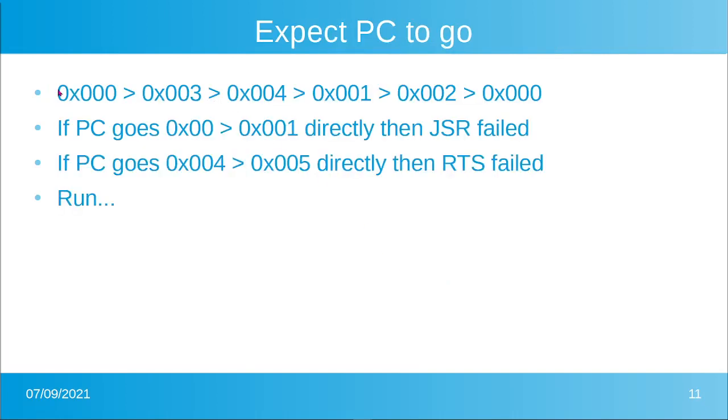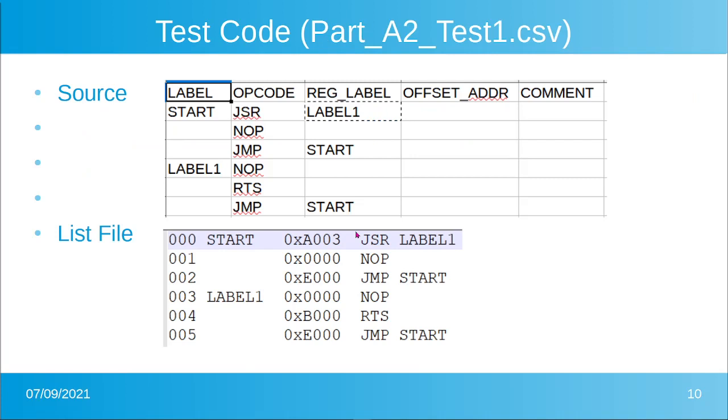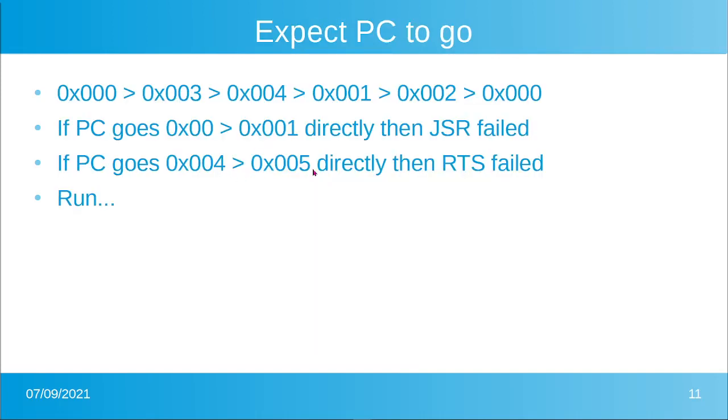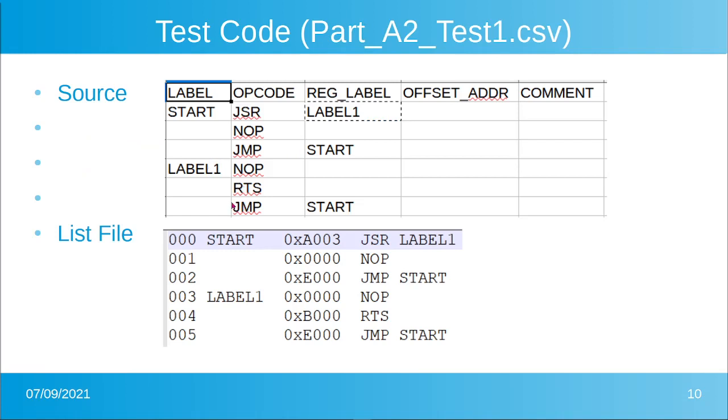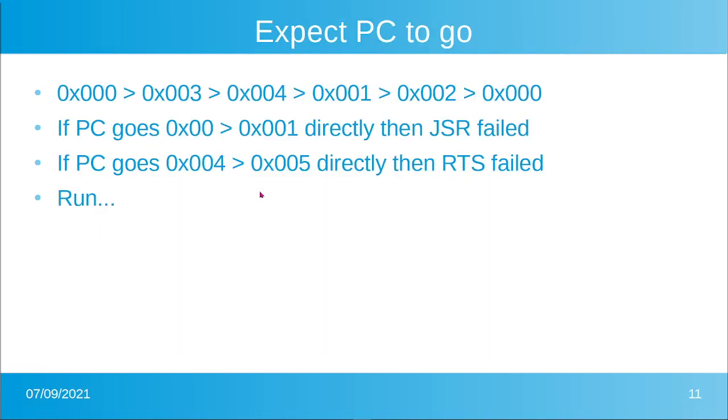And that would mean we would expect to see a step from 0 to 3 to 4 to 1 to 2 to 0. If the PC goes from 0 to 1 directly, then the JSR failed. So if we're here and we go here, then that jump subroutine didn't happen. If the PC goes from 4 to 5 directly, then the RTS failed. So if we go from here to here, then we know that the RTS failed. So that'll be our test conditions. We expect to see this pattern, and if we see these other two patterns, it's a failure.